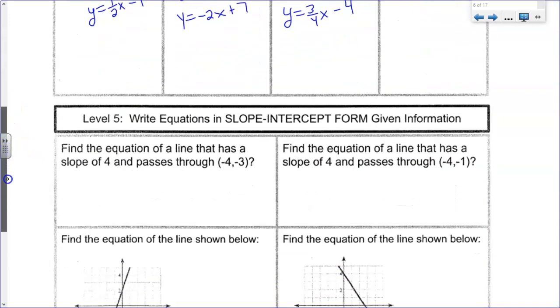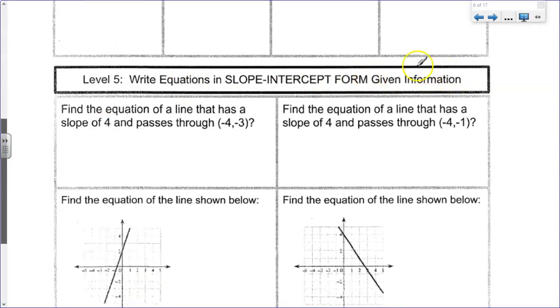Okay, so the next step, write equations in slope-intercept form given information. Okay, so here we're going to find the equation of a line that has a slope of 4 and passes through this point. So if we were to look at the graph, it would have a slope of 4, and the linear function would go through the point negative 4, negative 3. So again, if we use y equals mx plus b, we know our m is 4, and we don't know b, because anytime we know the y-intercept, we know x is 0. So this is not the y-intercept. So what is this? Well, this is x, and this is y.